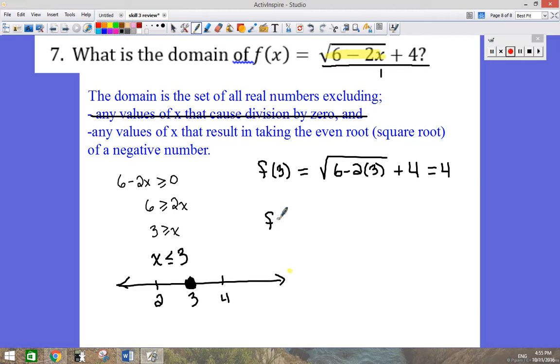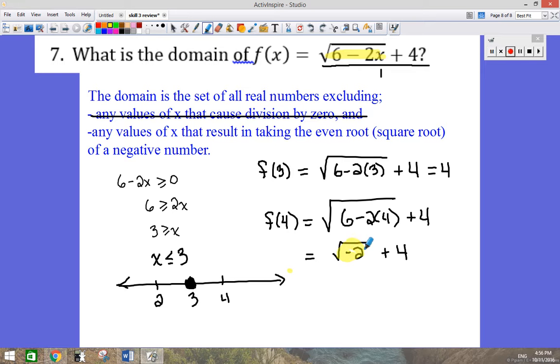Alright, now what if I tried to evaluate this function at some number that is larger than 3, something like 4? Well, when I go underneath the radical here, 6 minus 2 times 4, that's 6 minus 8, and that's a negative 2. And within the set of real numbers, I can't determine a real number in order to add it to 4 to get an output. So we say that this is undefined, that I can't add these two values together because this first one isn't a real number. So it's undefined.